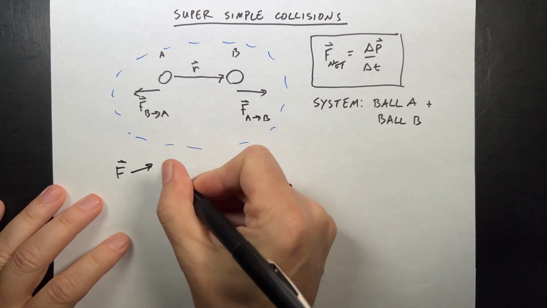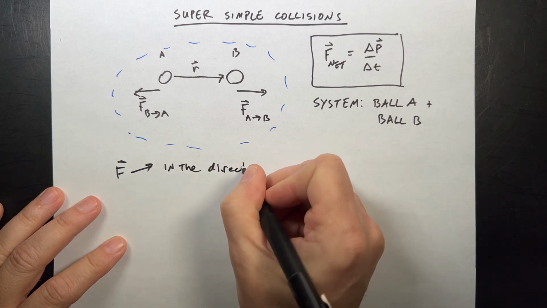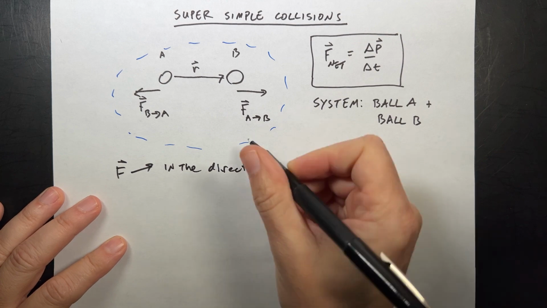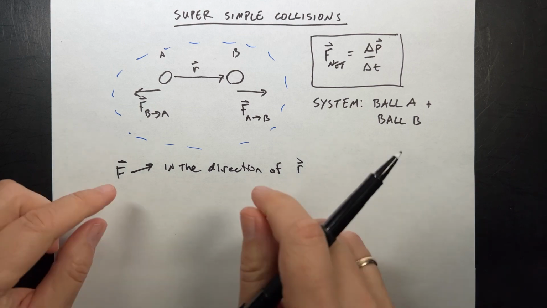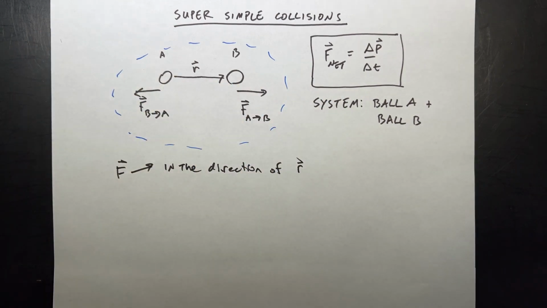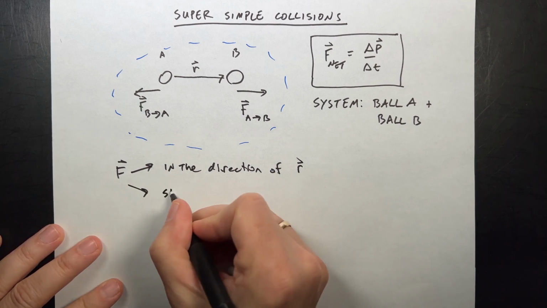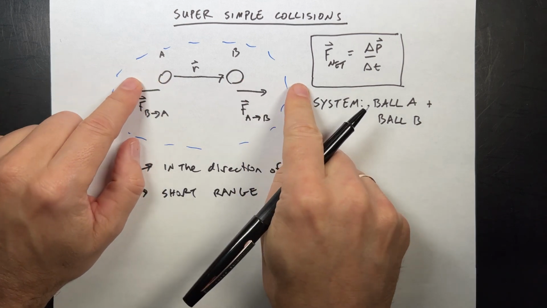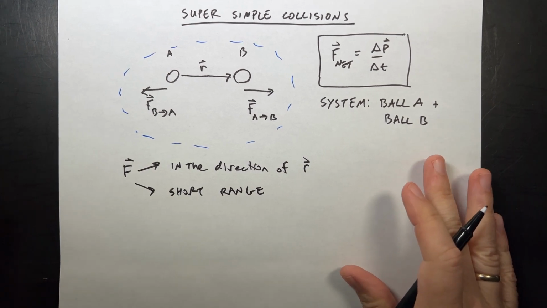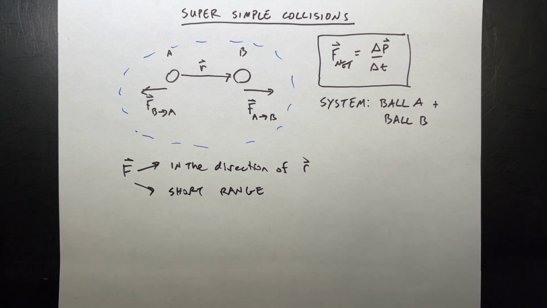I want two things. One, I want it to be in the direction of R, where R is a vector from A to B. I want it to be in that direction, so it's a central force. That's because imagine these two things were actually colliding. They would push each other apart in the direction between their centers. And then I want it to be short range. And by that I mean when they're far apart, I want the force to be essentially 0. Not actually 0, it doesn't have to be actually 0. Just almost 0.